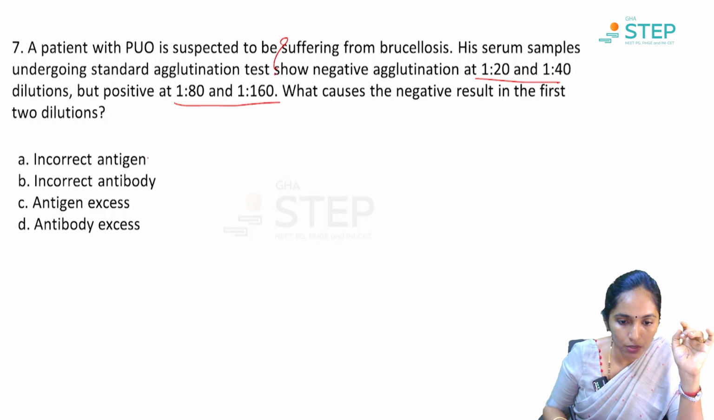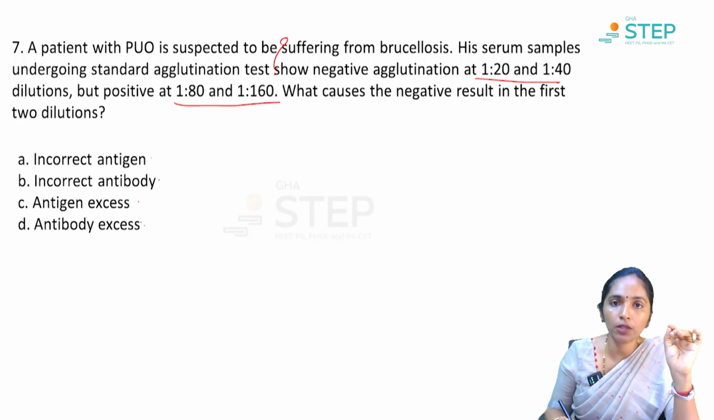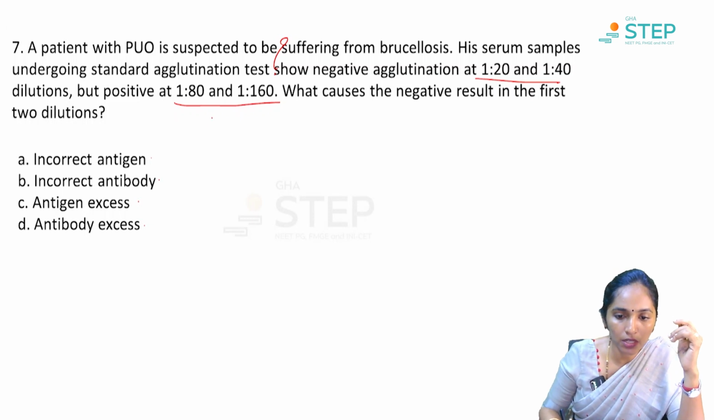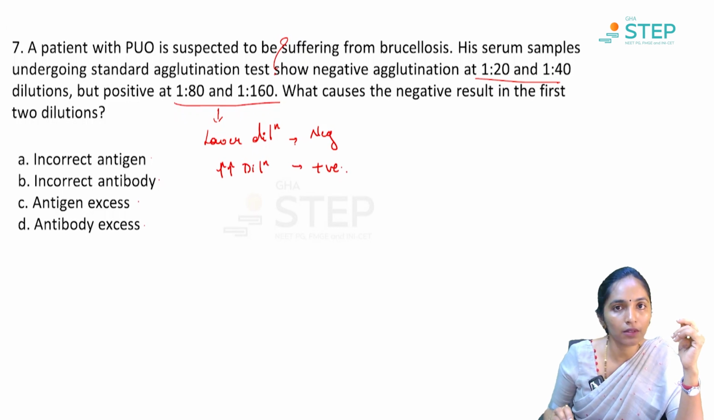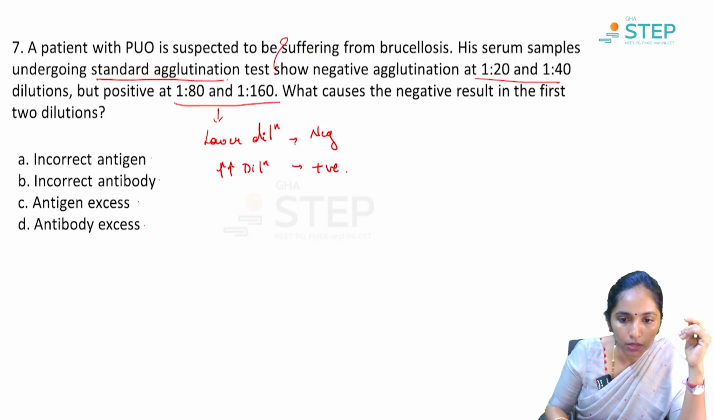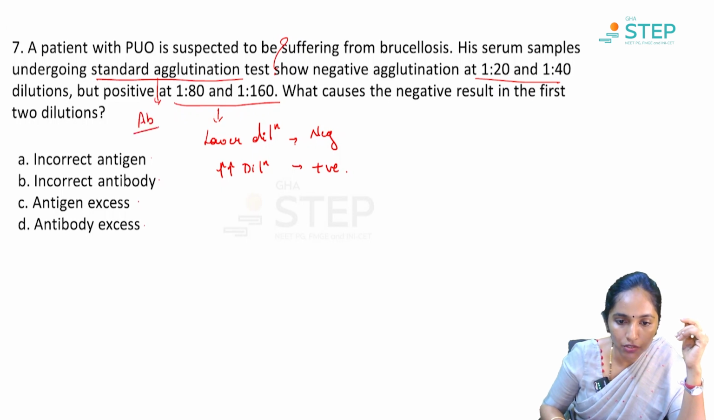Okay, we will look at the options: incorrect antigen, antibody, excess of antigen, excess of antibody. So let us solve this question. The first thing that we should know is what has happened here: at a lower dilution the test is negative, whereas as the dilution was increased, that is at a higher dilution, the test becomes positive. And in this standard agglutination test, we are testing to see for antibodies in the patient's blood.